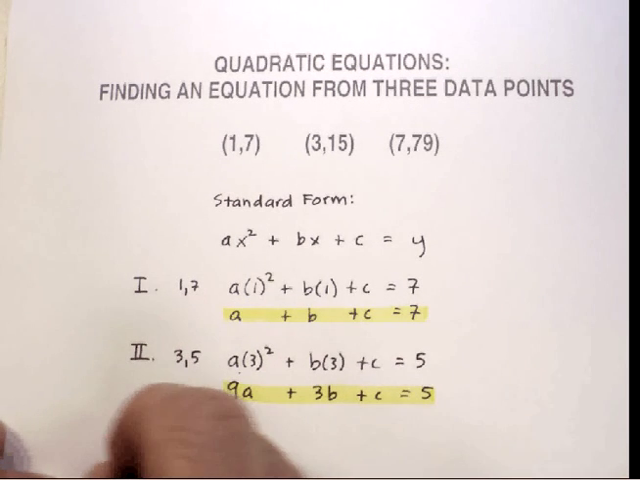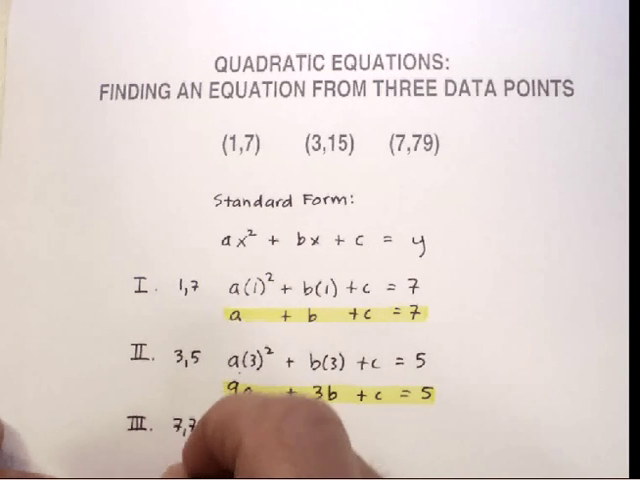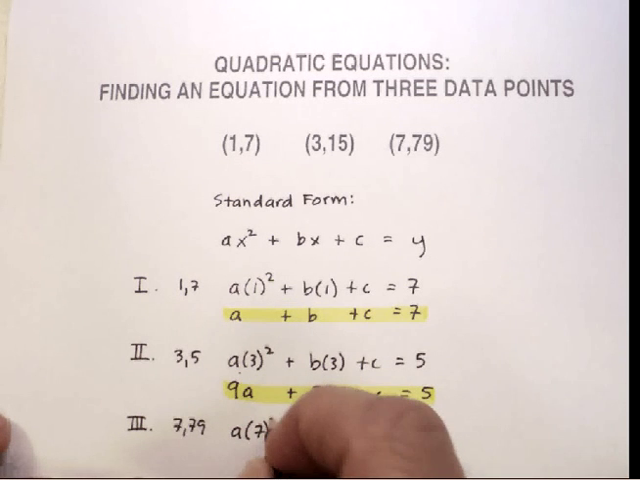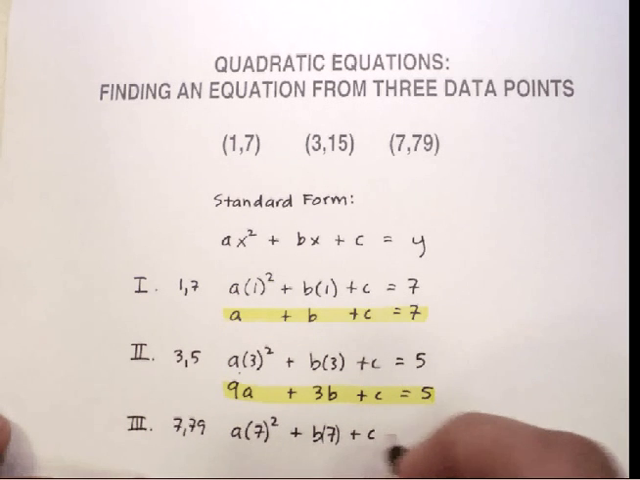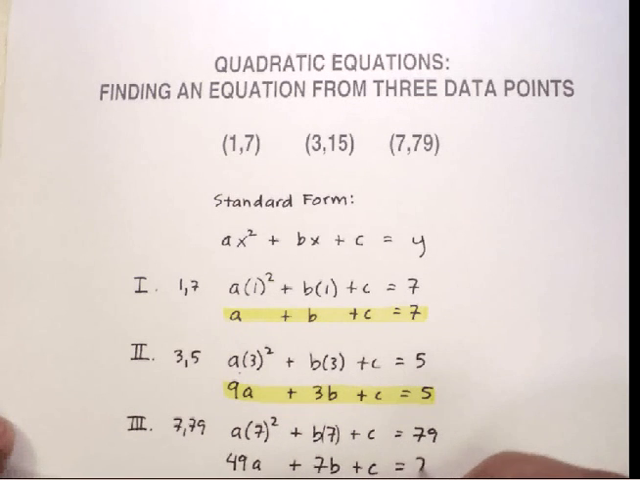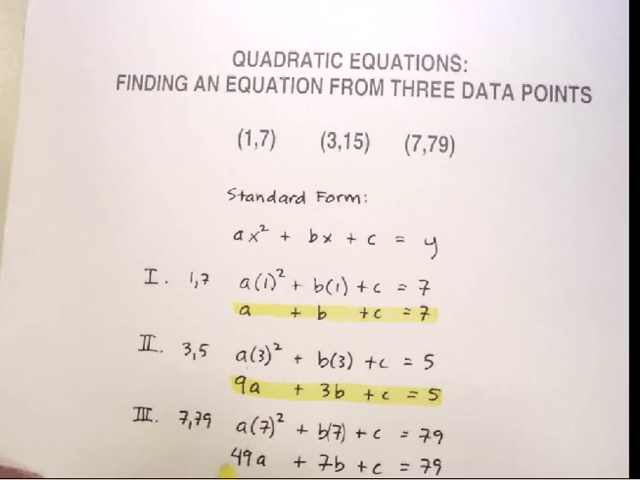Let's do a third paragraph, and let's work with the point 7, 79 and do the exact same thing. a times 7 squared plus b times 7 plus c is equal to 79, which gives us 49a plus 7b plus c is equal to 79. And there's my third equation.